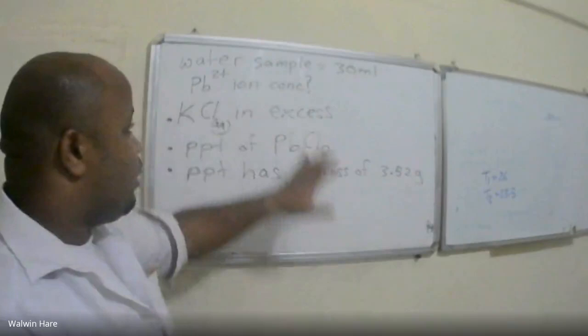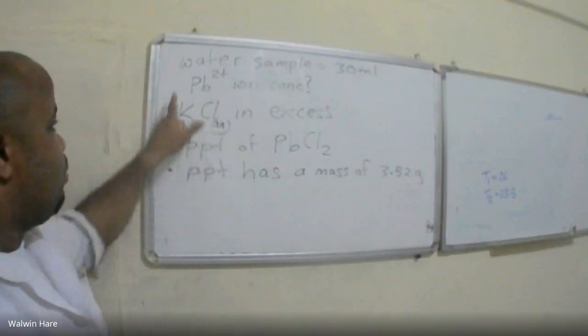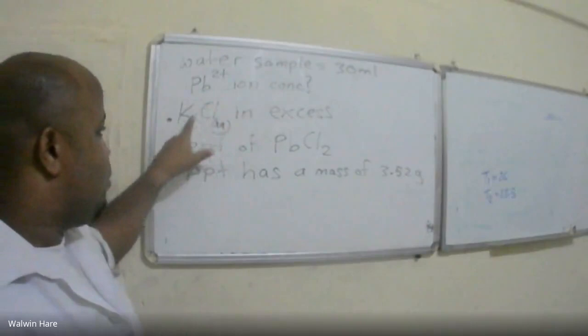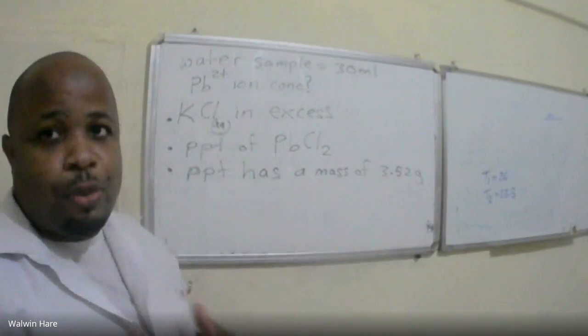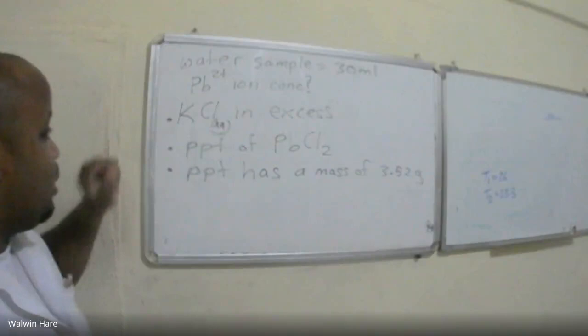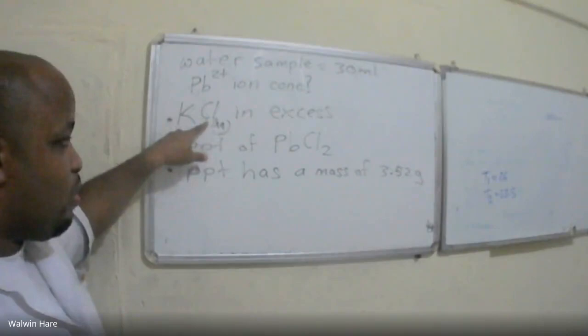You have a volume of a water sample, you want to know the concentration of lead ions. To do that, you have to add a solution that will allow the lead to be converted to a precipitate. So we add that solution in excess. In this case, we are using KCl solution. The lead ions will combine with the chloride ions to give you the precipitate of lead chloride.